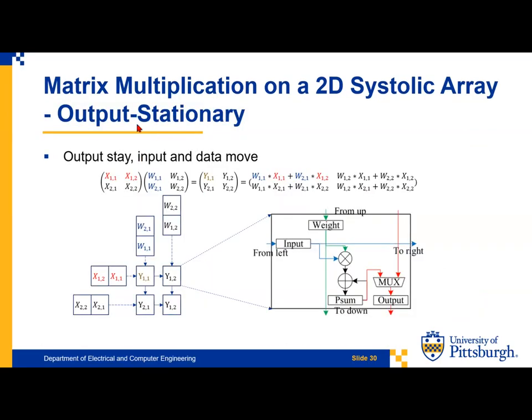Okay. This slide shows the output stationary design for the multiplication on a 2D systolic array. Here the formula is the matrix multiplication definition, right? And we expect to get the result here.